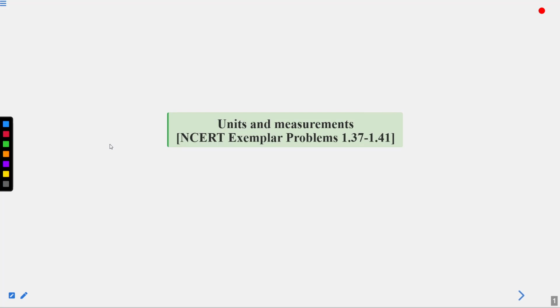Hello students, in today's lecture we are going to solve some NCERT Exemplar problems 1.37 to 1.41 of the chapter Units and Measurements.